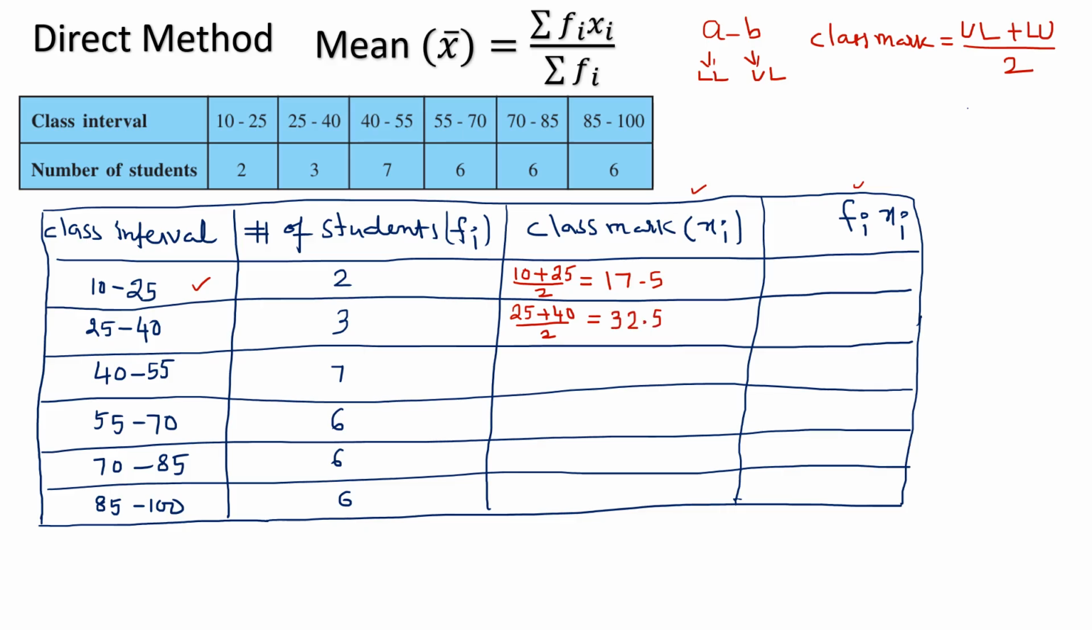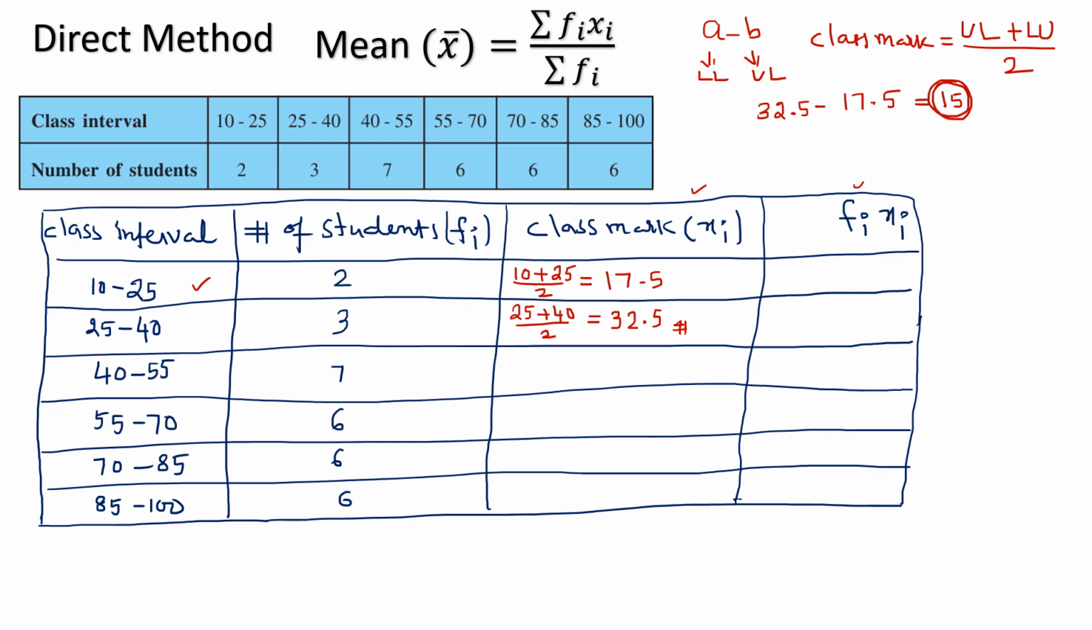Now let me show you one trick. For the next class intervals, instead of taking the sum and then dividing by 2, what we can do is find the class marks for the first two class intervals. So here we already found 17.5 and 32.5. Then you just take the difference between them. So how much is the difference? 15.